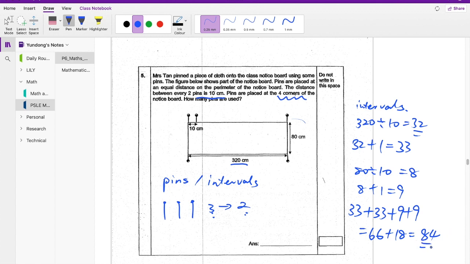Is this correct? No. It's because if we count from this side, or from this side, we double count a pin at the corner. Because the question said pins are placed at the 4 corners of the notice board, he means only 1 pin at each corner. So here we double count 1 time, the same as the other 3 corners. So 84 needs to minus the double counted 4, which is 80.